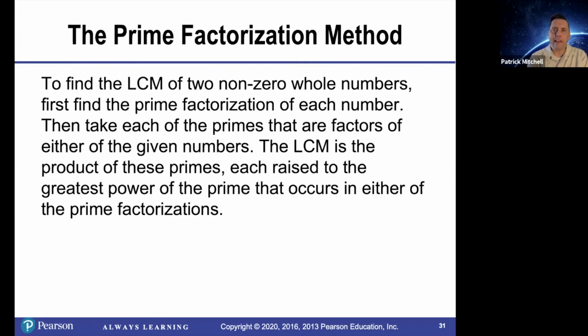So GCD, it's more like the intersection of the prime factors. This is the union of the prime factors. The LCM is the product of these primes, each raised to the greatest power of the prime that occurs in either of the prime factorizations. So remember when we did it with GCD, we were using the smallest power.